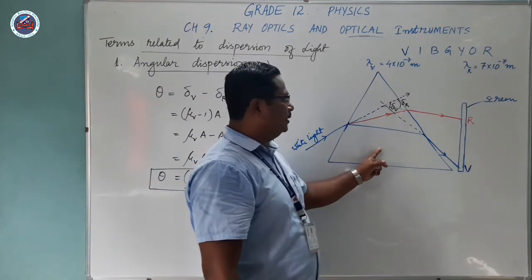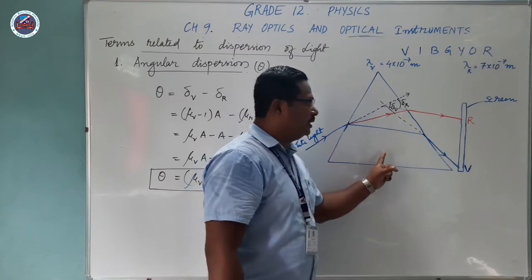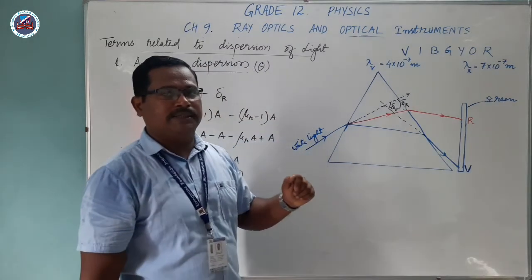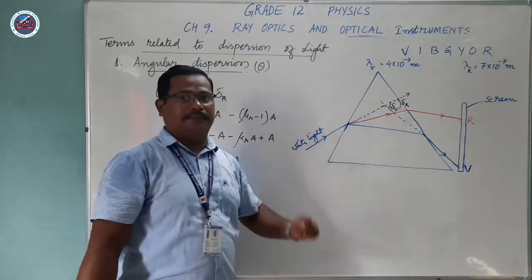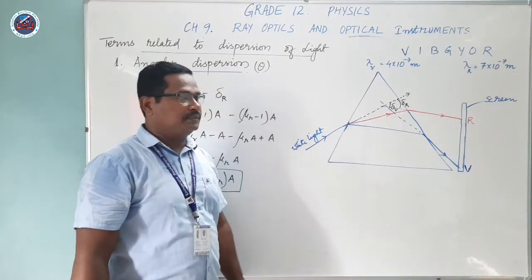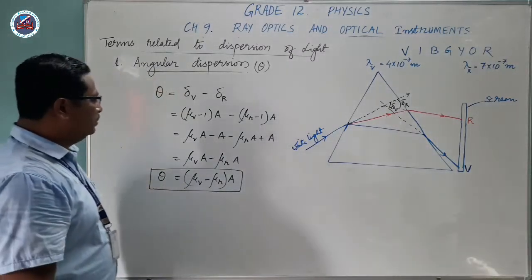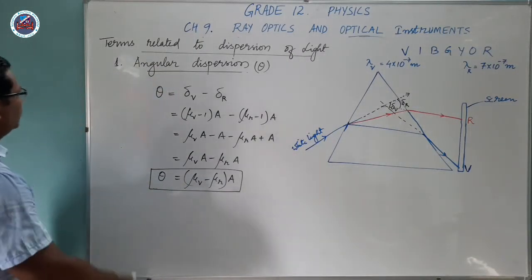Refractive index of the prism, of which material it is made up of, or you can say that it depends upon the material of the prism. Like that also you can say. The next term that you'll have to know is about dispersive power.